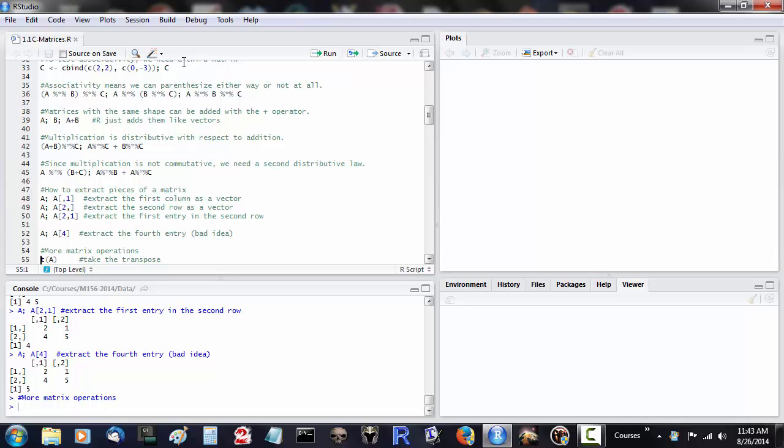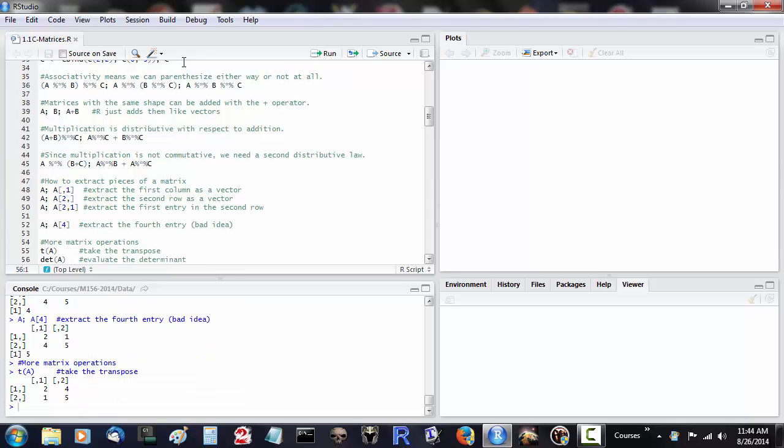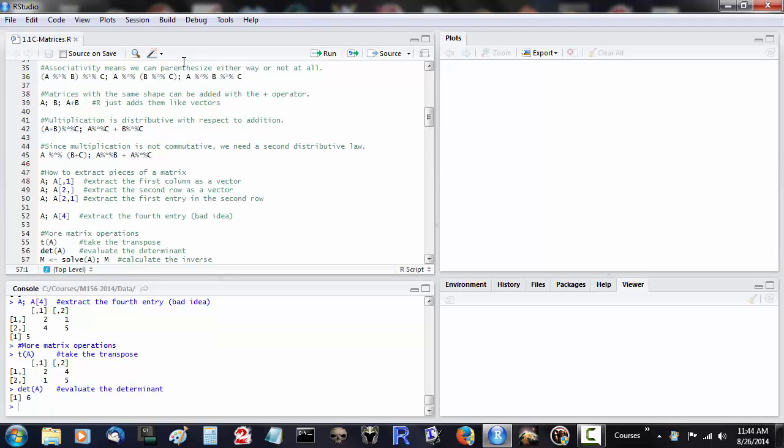Another useful matrix operation is to take the transpose. The transpose function is represented by little t, and if I look at little t acting on A, you see all I have done is to make the columns of A into the rows of the transpose. I can also evaluate the determinant. You probably learned in high school that the determinant of this 2 by 2 matrix is 2 times 5 going down the main diagonal minus 4 times 1 going along the off diagonal, and the answer comes out to be 6.